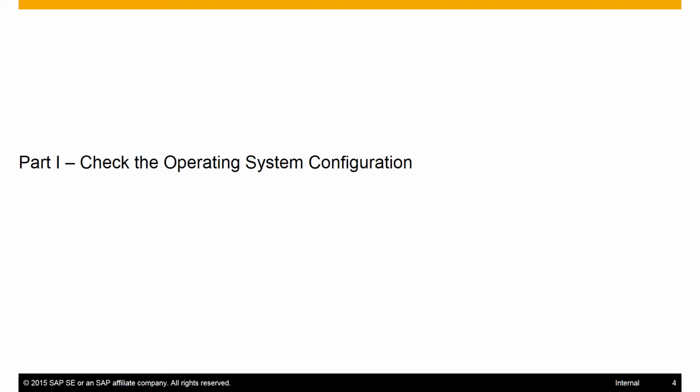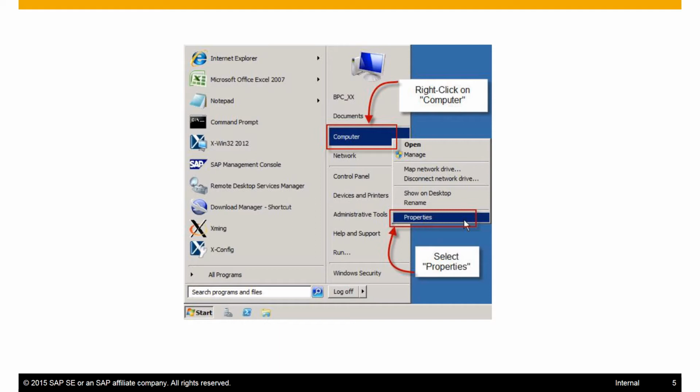We'll start by checking the operating system configuration. The OS that we were using here is Windows Server 2008 R2 Datacenter x64 edition, Service Pack 1 installed. To access the OS settings and information, right click on Computer and then select Properties.